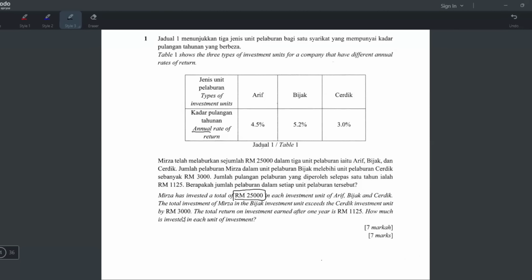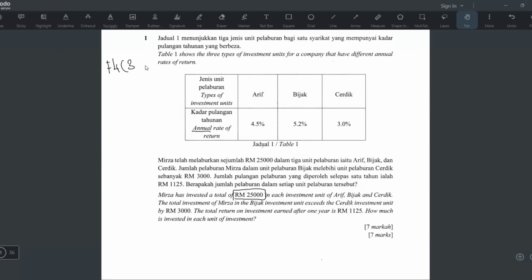I feel like I know which chapter already. The total return on investment earned after 1 year is RM1125. How much is invested in each unit? This definitely I know already. After reading this paragraph, I know already. It's Form 4, Chapter 3. It's called the system of equations, and this is under 3.1, the linear equations involving 3 variables. Yang ada x, y, z, and you have to solve for the x, y, z later lah.